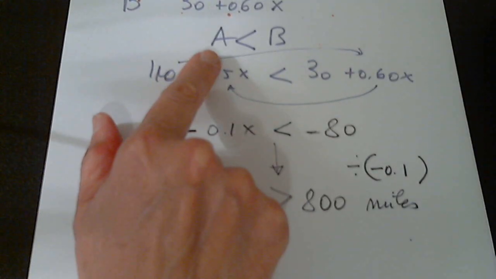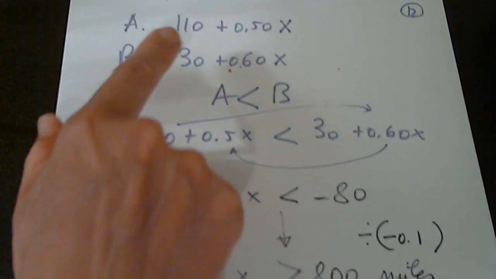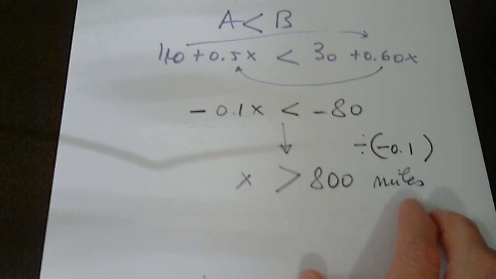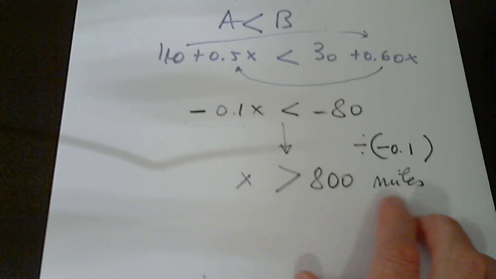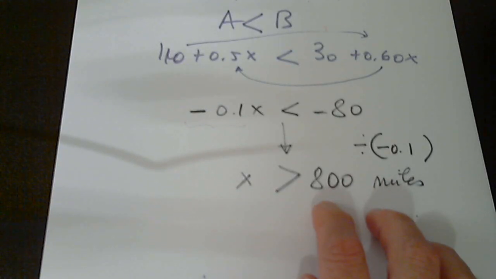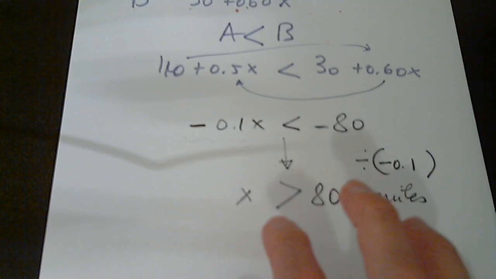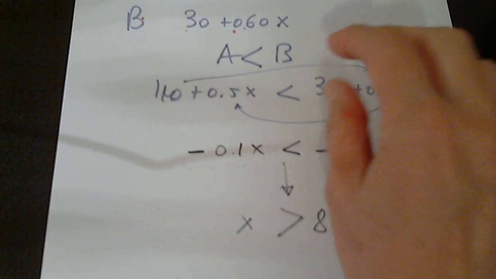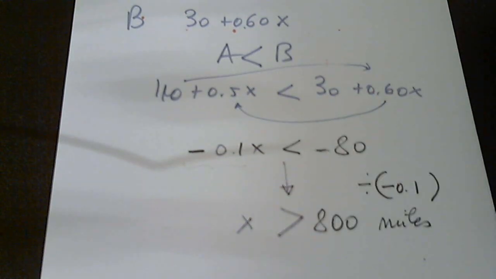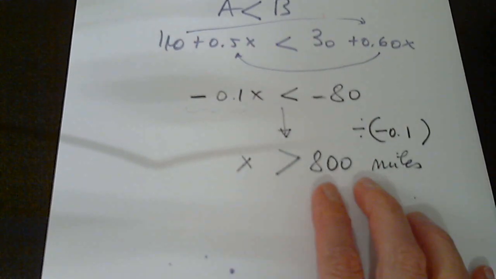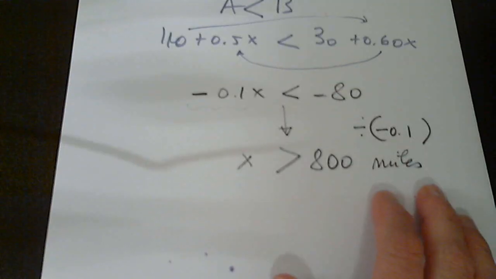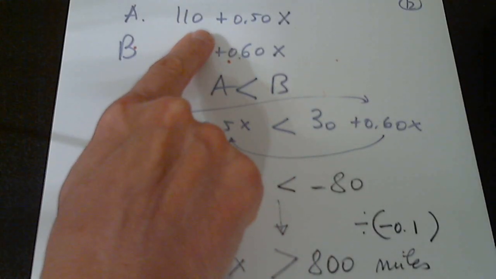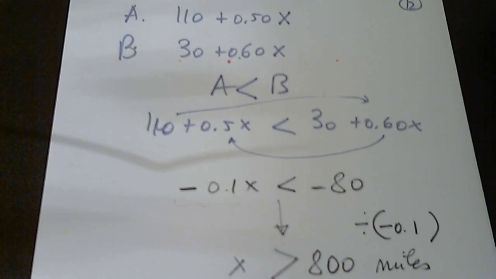So we will pay less, and we should choose plan A only if we know that we are going to drive more than 800 miles. If we drive less than 800 miles, this is a better plan for us. We're going to end up paying less. But if we know that we have to drive at least 800 miles, this is a better plan. We will pay less with this plan than with this.